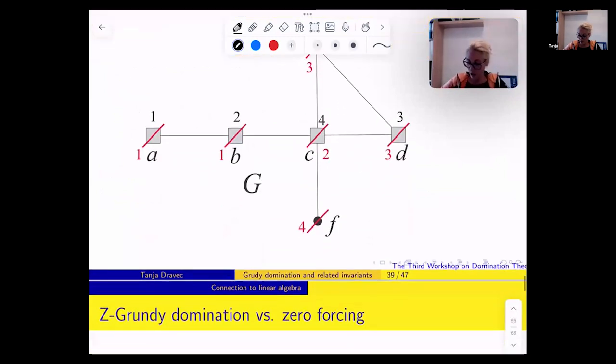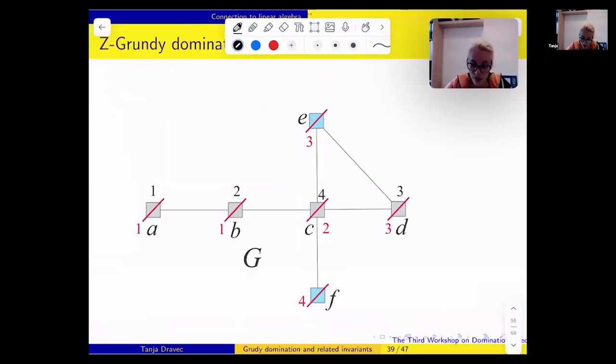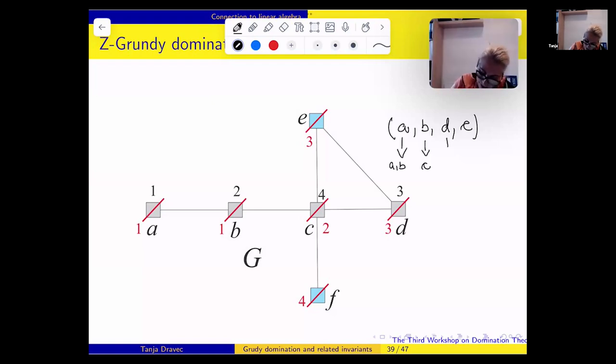So I will return to the same example. So if you remember, we had a Z sequence, which was A, then B, then D, and then C. And why was this a Z sequence? We were able to put A in the sequence because A footprinted A and B, and then B footprinted C, and then D footprinted D and E, and finally C footprinted F.